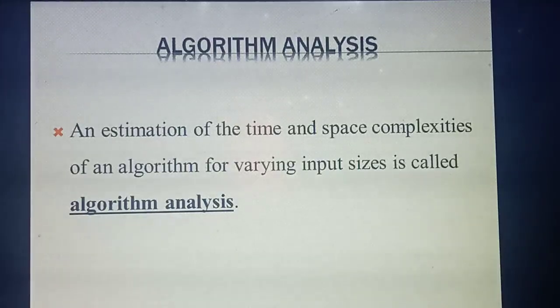Anyway you need to read, but from the first part of the chapter they will ask 2 mark and 3 mark questions. Sometimes they will ask 5 mark from the first part, but 2 mark and 3 mark they will surely ask. So you should study the 2 mark and 3 mark questions I am saying now. Understood students? Today you should study algorithm, the difference between algorithm and program, and also algorithm analysis.